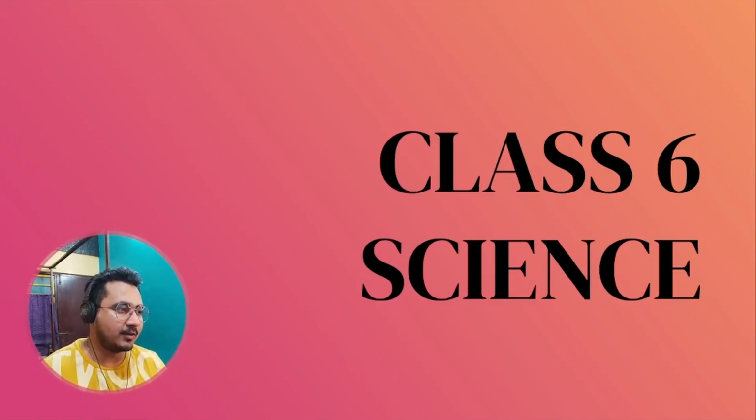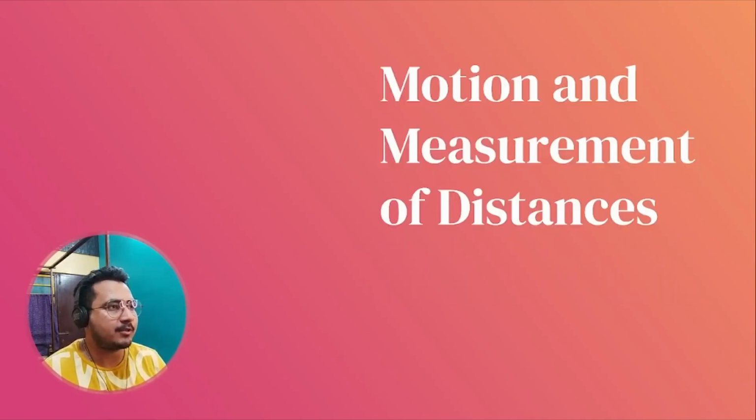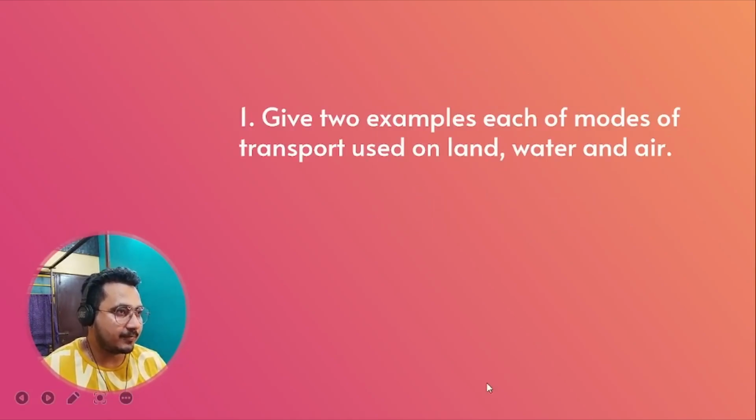Okay. So the very first question we should be starting with is from the chapter we should be covering, motion and measurement, the physics chapter. The very first question for you, let's begin with this one. Give two examples of each of the modes of transport used on land, water, and air. I will say the answer.